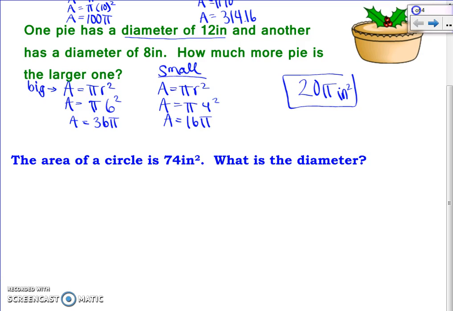Okie dokie. This one, area of a circle is 74 inches squared. So now we have the area, and we're going to work backwards. We still have our 3 lines of work though, so we start with our formula. So we got A equals pi r squared, but now we know the area, so the numbers we put in are actually going to be the area on the left. Now we solve for r.